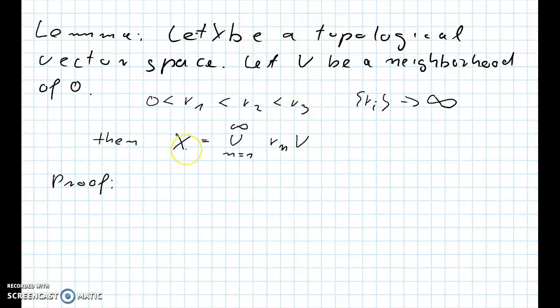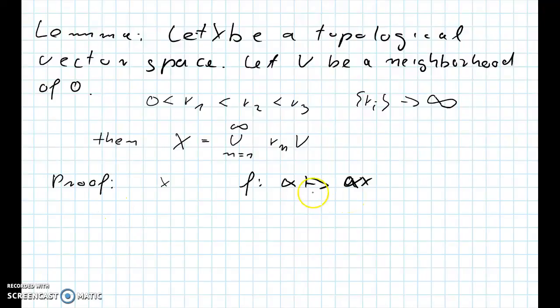So, proof. We pick an arbitrary x and we show that it is in this union, and then we will have shown that X is indeed this union over the sets r_n V. So pick x, define a function f in the following way. Scalars alpha get multiplied by this fixed x. Well, let's write it this way: alpha is sent to alpha x. I think this way is more clear.